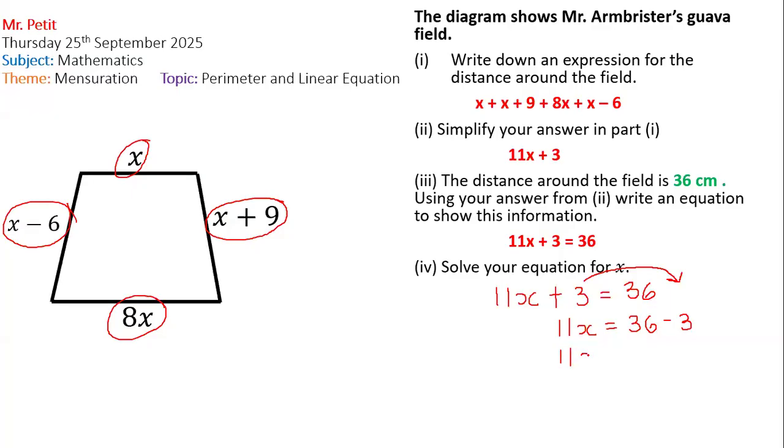We divide by 11. Before we divide, we have to subtract, right? We're going to solve 36 minus 3. Very good. 36 minus 3 is what? 33. Very good.